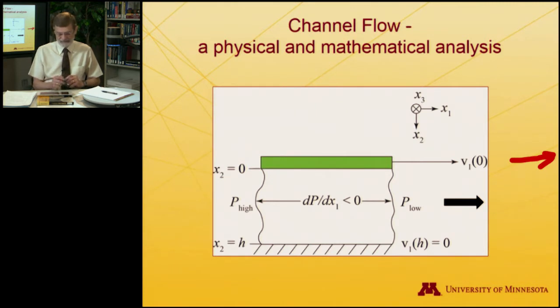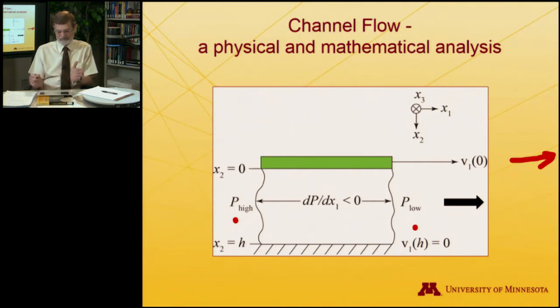And at the same time, there's a pressure gradient, where there's a high pressure on the left-hand side and a lower pressure on the right-hand side, and the high pressure is pushing the fluid toward the low pressure side. So there's a pressure gradient, and I've described that in the center here as a derivative of the pressure with respect to position. And that is a negative quantity because there's high pressure on the left, low pressure on the right.